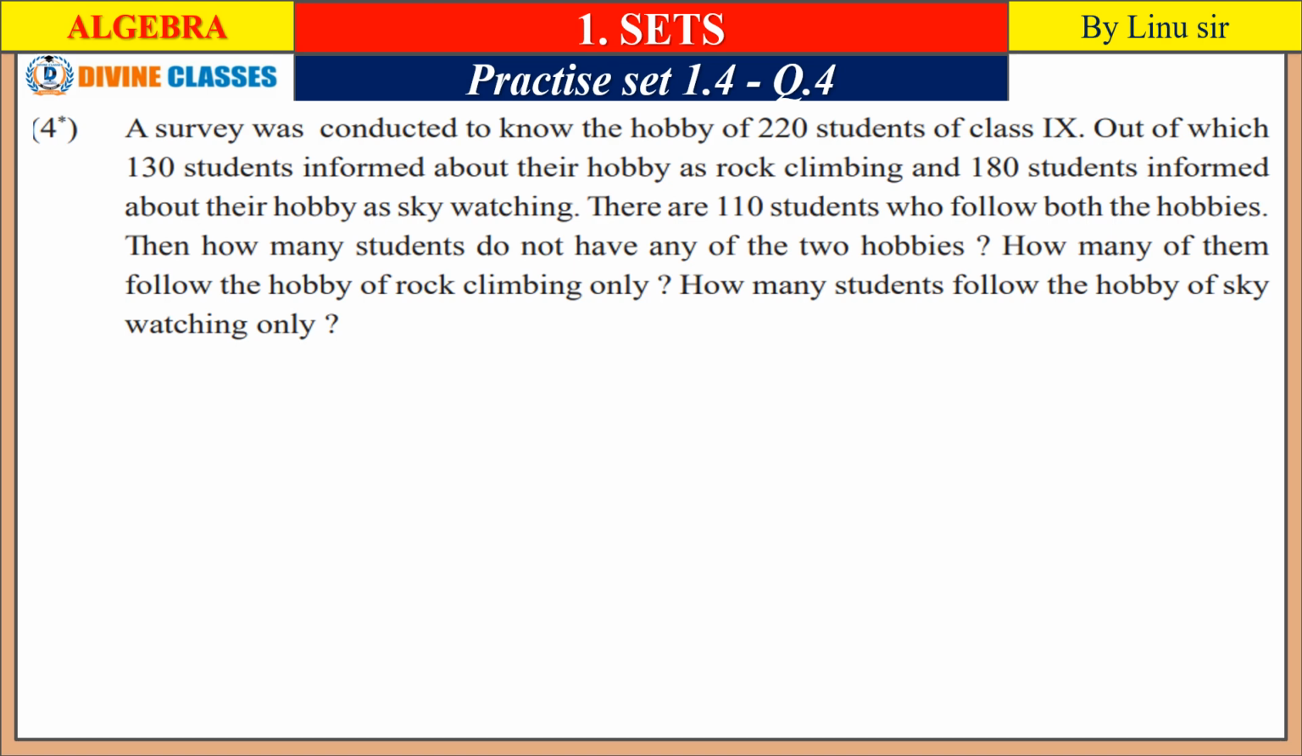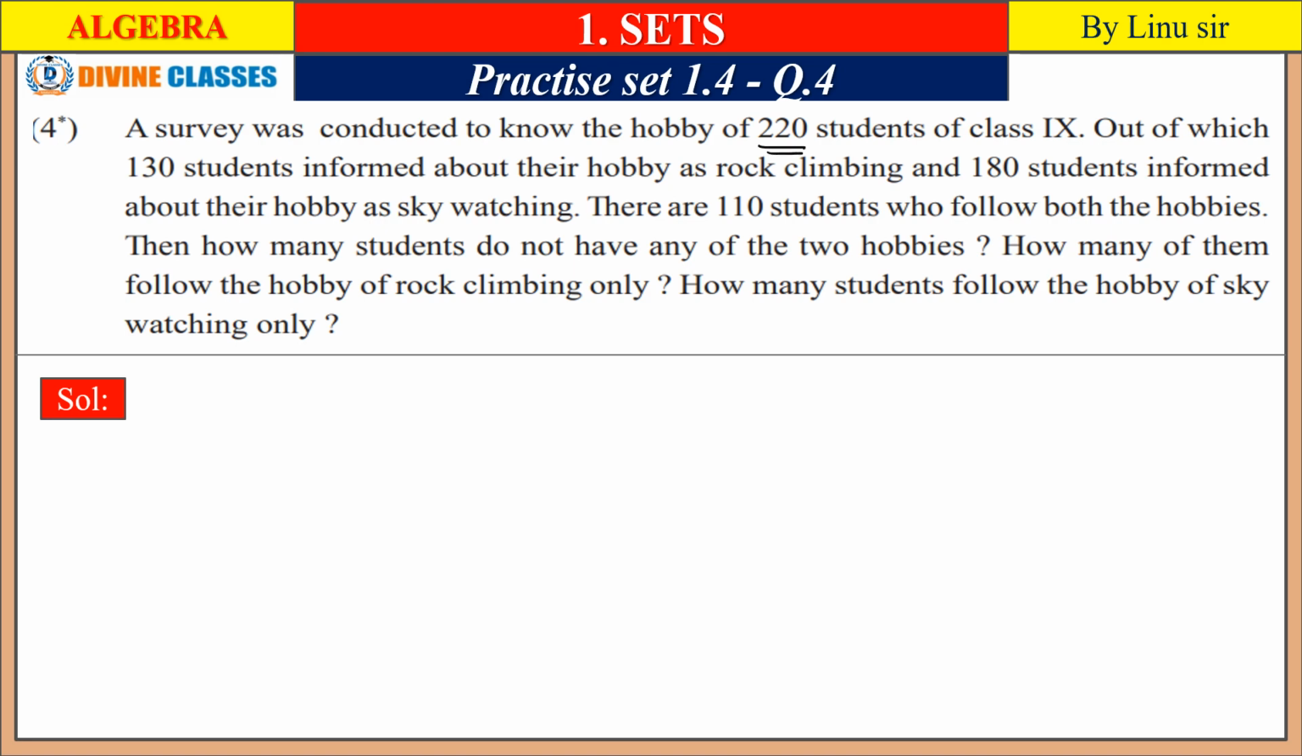How many of them follow the hobby of rock climbing only? How many students follow the hobby of sky watching only? Solution. First, in the question it is given that a survey was conducted to know the hobby of 220 students, right? So we know that the total number of students, that means n(U), is equal to 220.